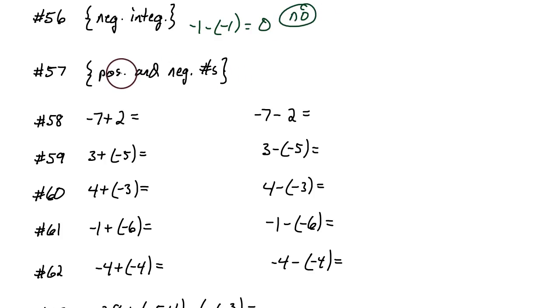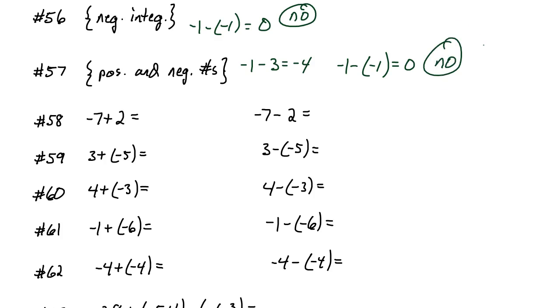What about the set that contains positive and negative integers? Let's try some subtractions. -1 subtract 3 is -4. That's in the set. How about -1 subtract -1? That makes 0, which is not a positive or negative integer. It's not in the set, and so the answer to the question is no, it's not closed under subtraction.